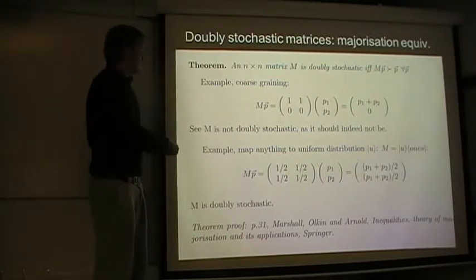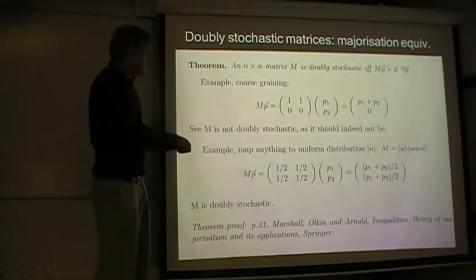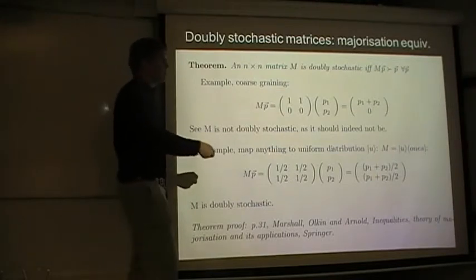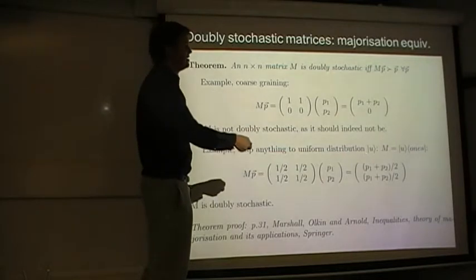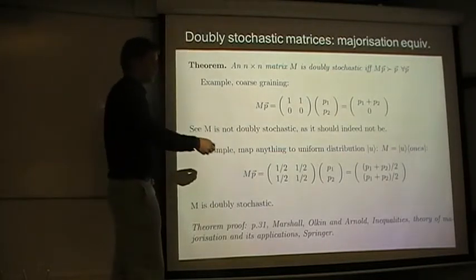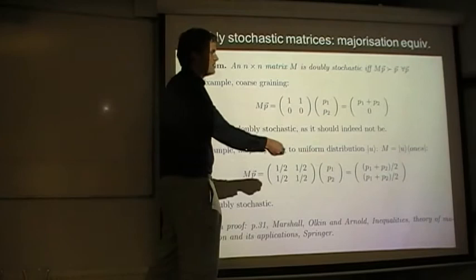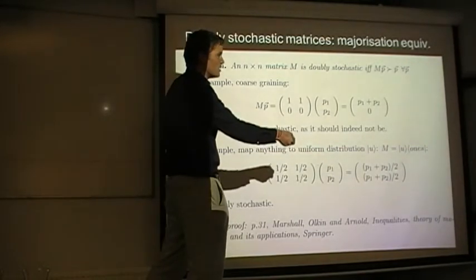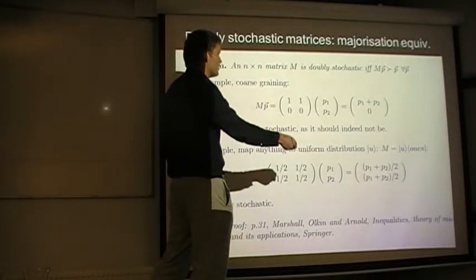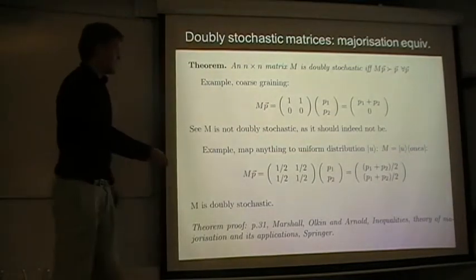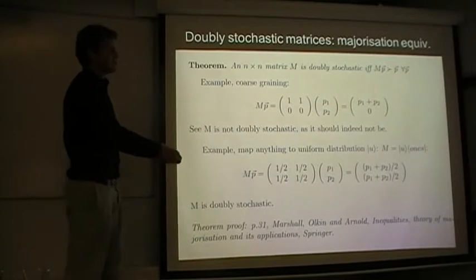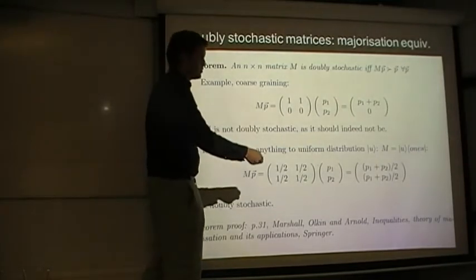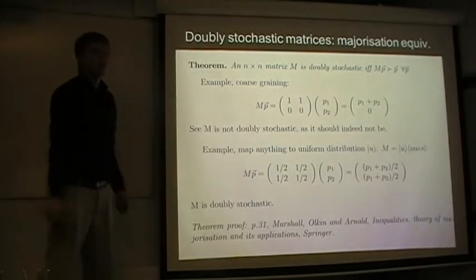A slightly more interesting map maybe is the one that maps anything to the uniform distribution U. So that just means 1 over 2, 1 over 2. You can write it like this in bracket notation, so it's a vector, the bra of 1, 1, and the ket of 1 over d, 1 over d. And if you write that out, it looks like this, as it should. And that would give you the uniform distribution. And that is doubly stochastic.